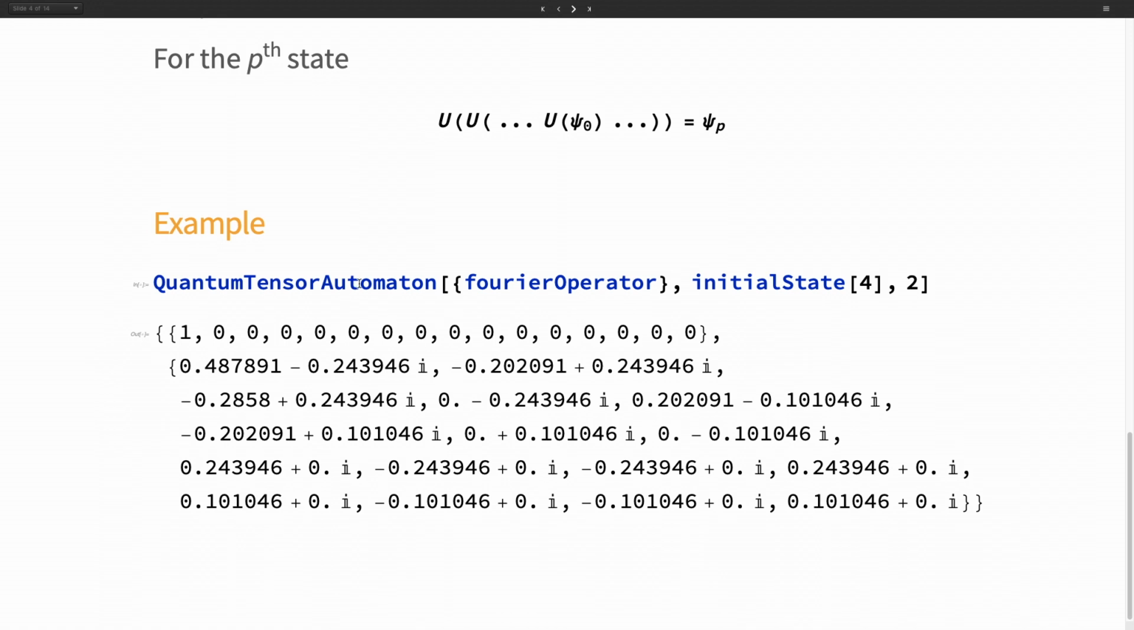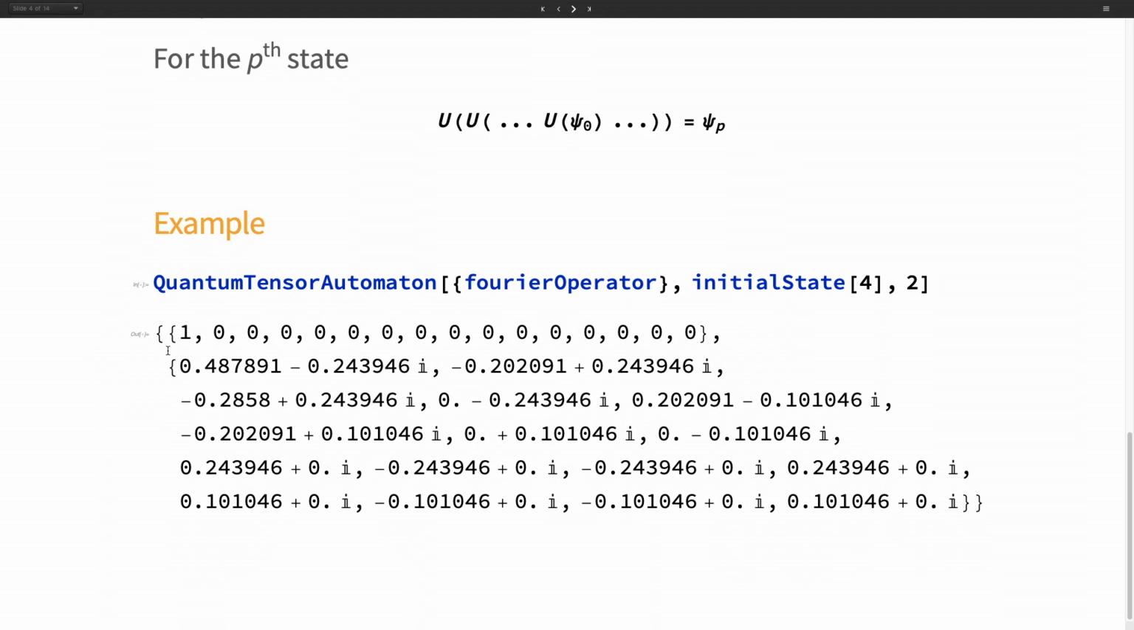Okay, so here's an example. This function, quantum tensor automaton, is in the function repository, and if I start with 4 qubits, so I'll have 2 to the 4, or 16, things in my state vector, and I evolve it for 1 time step, I'll end up with this. But I don't really know what to make of this.